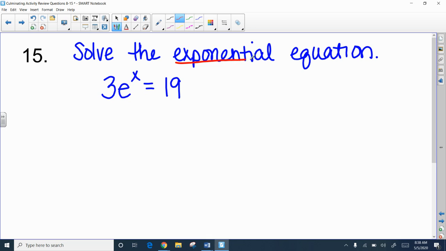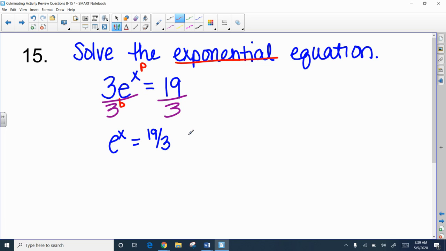So this one's exponential. So step one is to isolate the exponential part. So we have to recognize that the power is x. So the base is actually e. So before I can do anything else, I have to isolate the e to the x power. And the way I'm going to do that is I'm going to divide both sides by 3. So we have e to the x power equals 19 over 3. I'm going to leave this as a fraction because it doesn't divide evenly. So I just want to leave it as a fraction rather than trying to approximate it. All right, so that's step one, isolate.